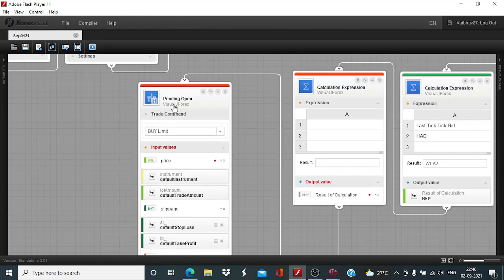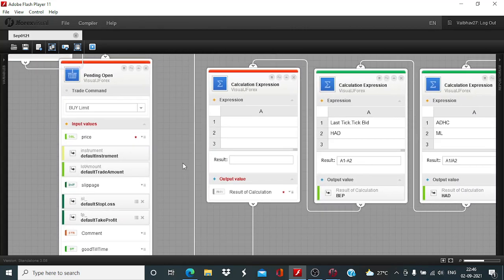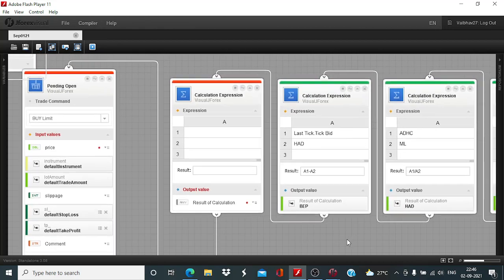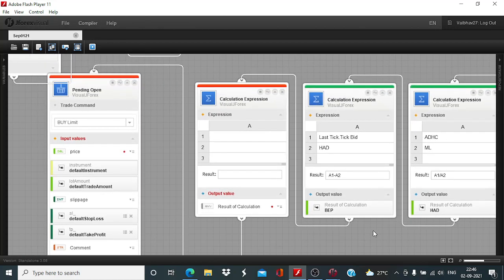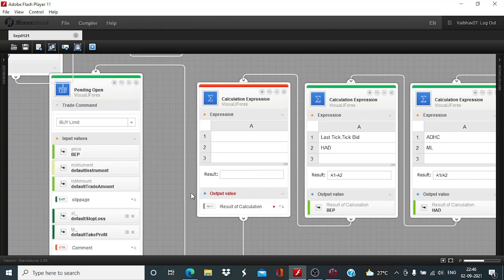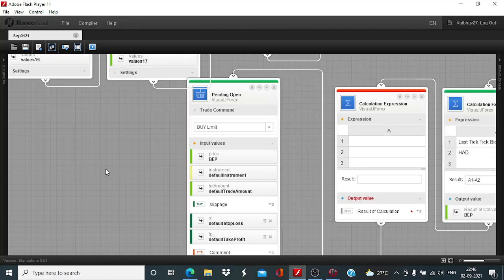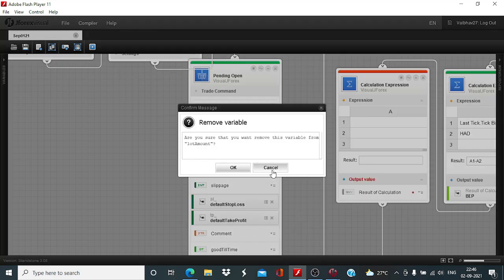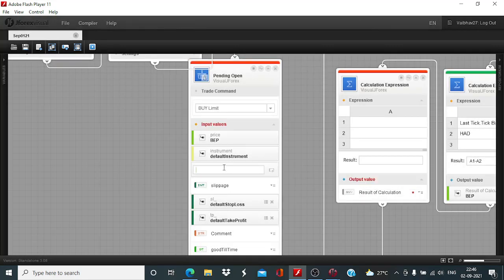Coming to the entry point, the price is going to be this calculation, in which we have deducted half of the difference of the highest and the lowest point over the last 4 hours from the last tick bid, and that will be our point of entry for the buy trade. Default instrument remains as it is. Trade amount I will change to 0.1 million. Slippage is going to be 2 pips.